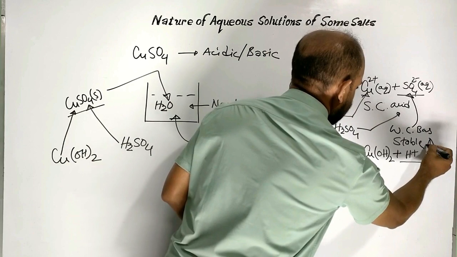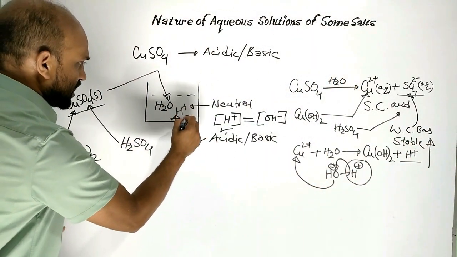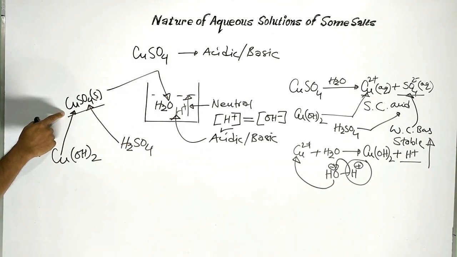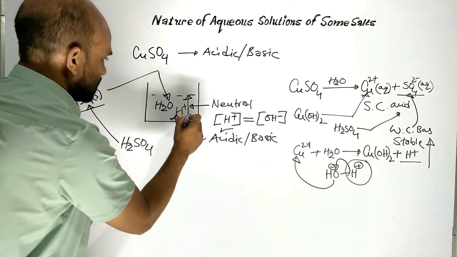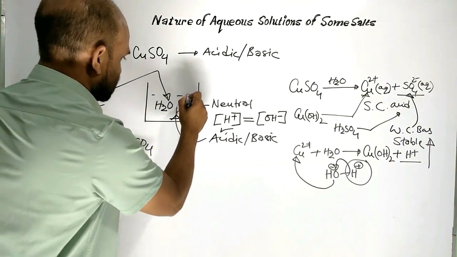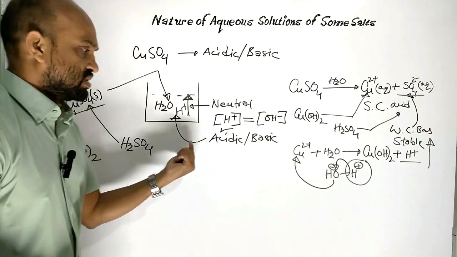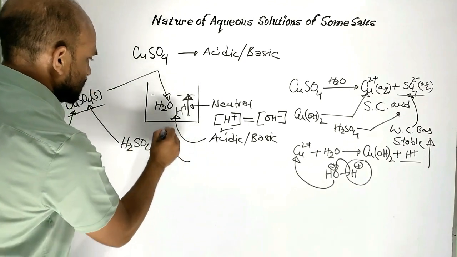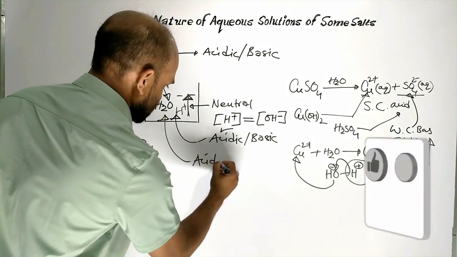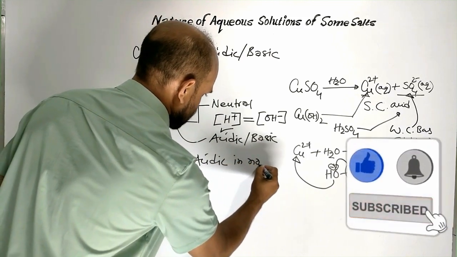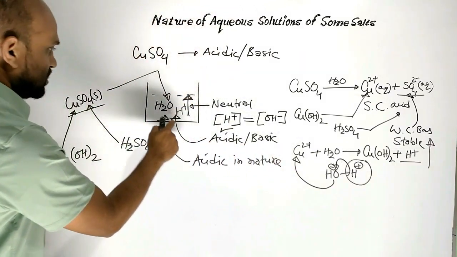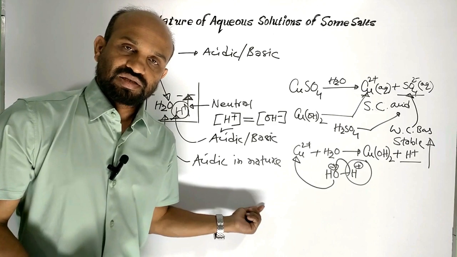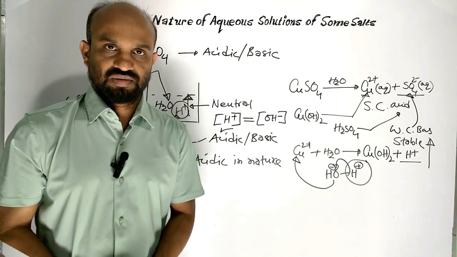That is, in the solution the concentration of hydrogen ion increases due to the addition of copper sulfate salt. That is, ultimately acidic nature is produced by the addition of copper sulfate. The solution becomes acidic in nature due to the increase of the concentration of hydrogen ion. Acidic nature of copper sulfate solution.